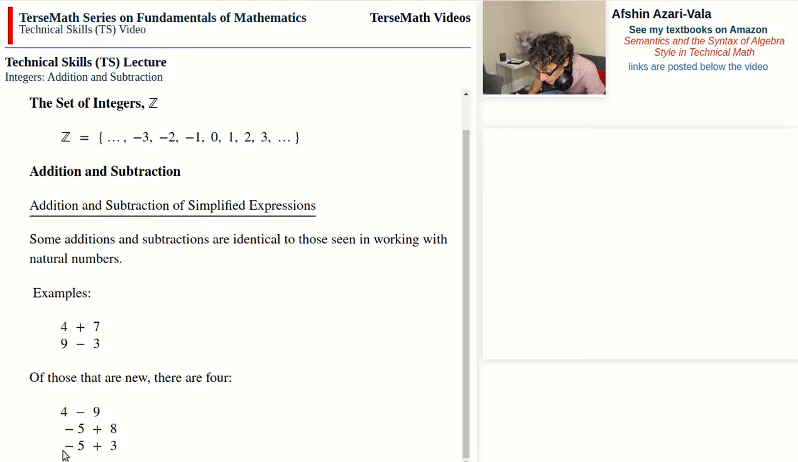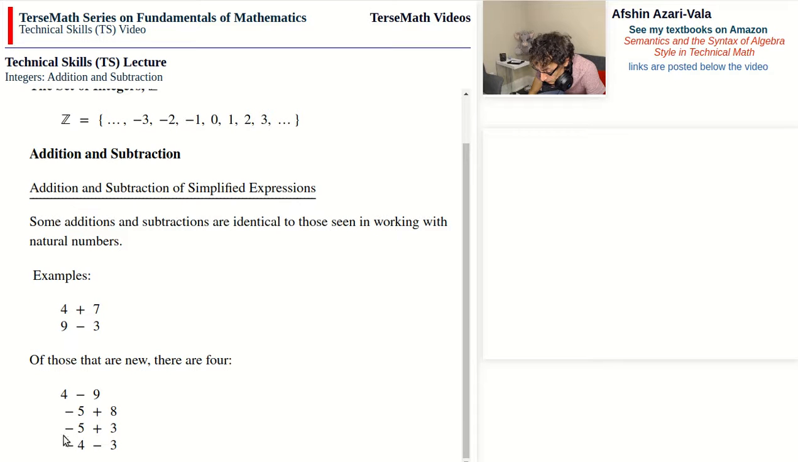The third case is when we start with a negative number and we add a number that is smaller than it in size. And the fourth case is when we start with a negative number and then we subtract another number from it.